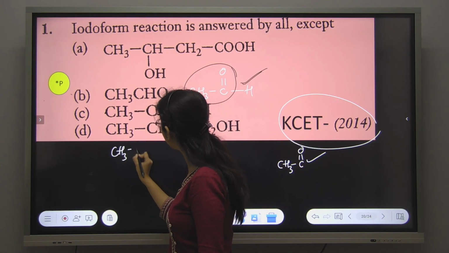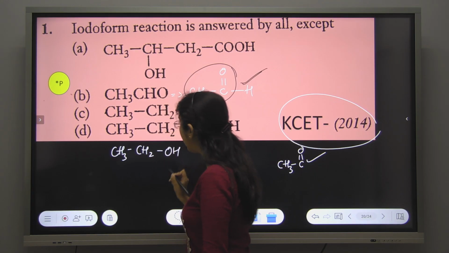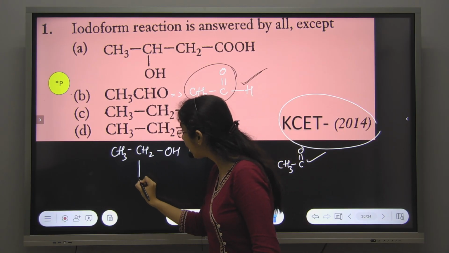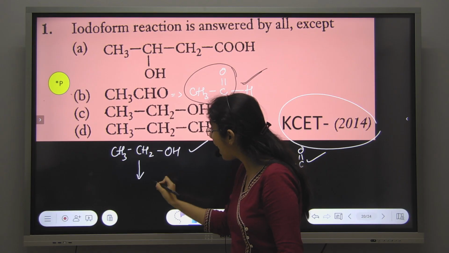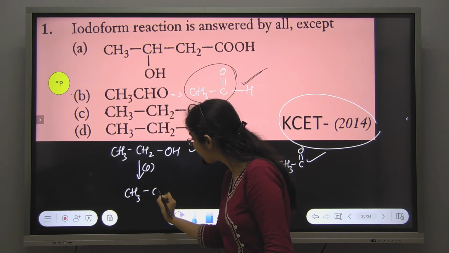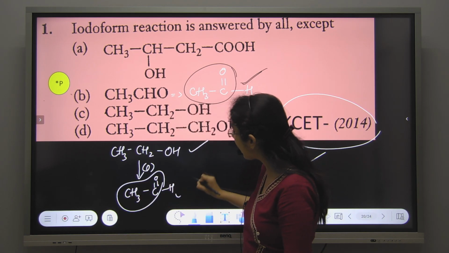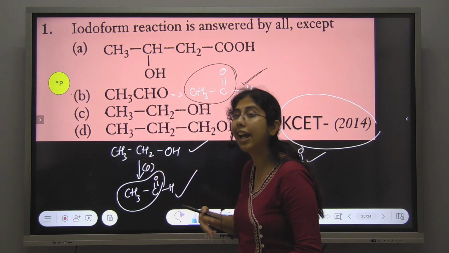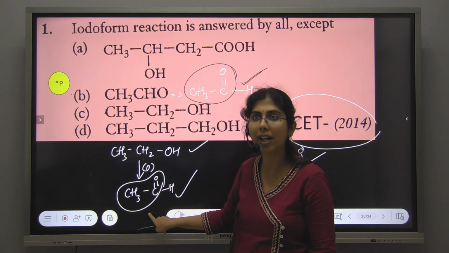Fourth option, CH3, option D. CH2OH. Even this can give iodoform. Look, if you have any alcohol which can be oxidized to this, then it can give iodoform. See, if I oxidize this alcohol, what happens? How do I oxidize? A primary alcohol on oxidation should give an aldehyde, right?